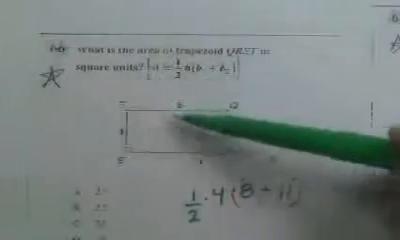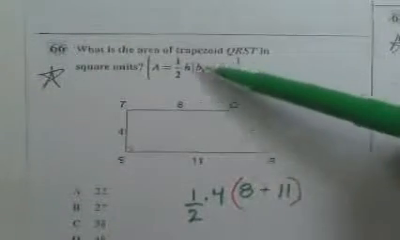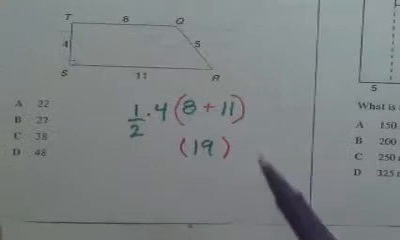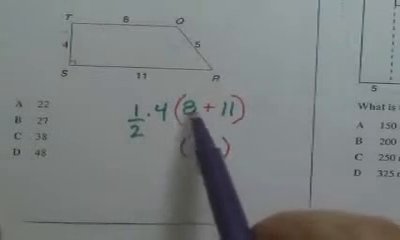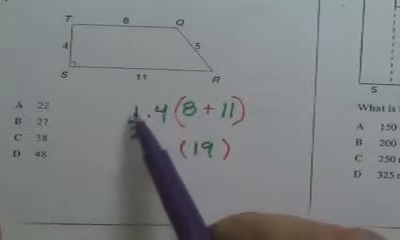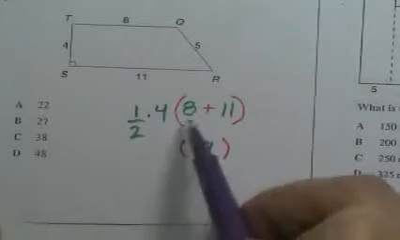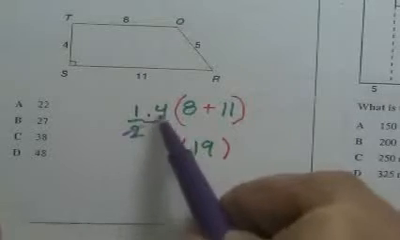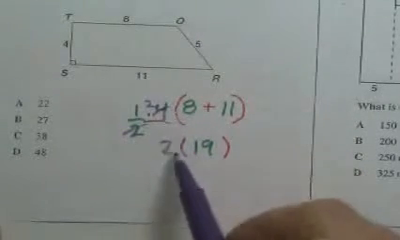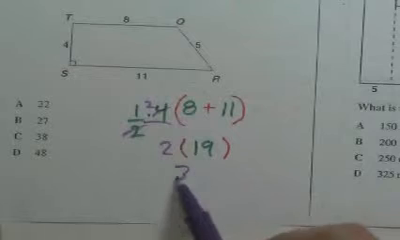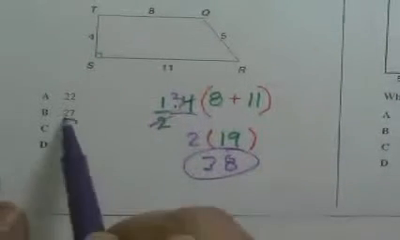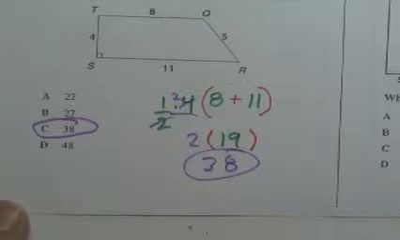Number 66, we plug the numbers in for the variables here to find the area of a trapezoid. So I plug my numbers in. There's my 2 bases, 8 and 11. 4 is my height, and then half of that. Notice that 8 and 11, that's 19, but also half of 4 is 2. So I have 2 times 19. 2 times 19 is 38. Correct answer is letter C.